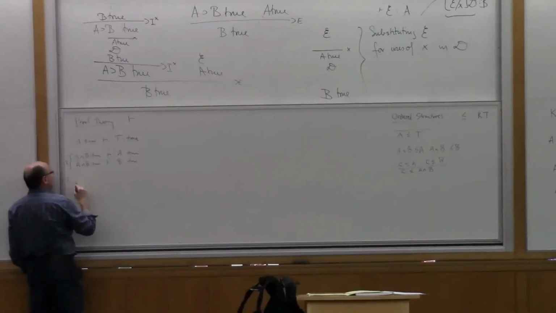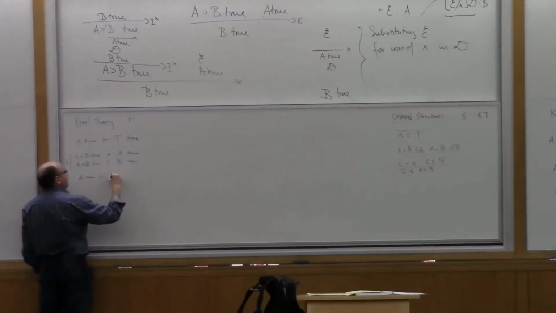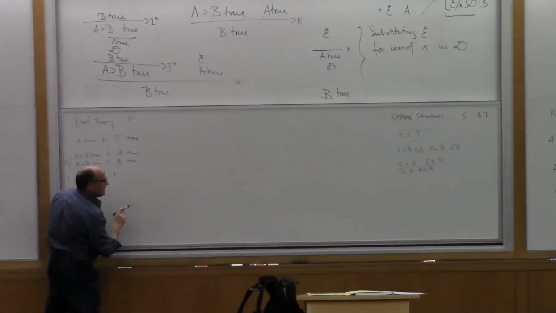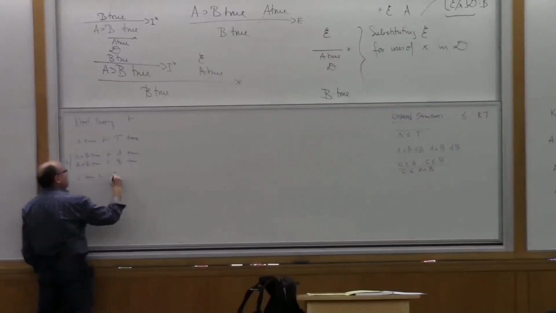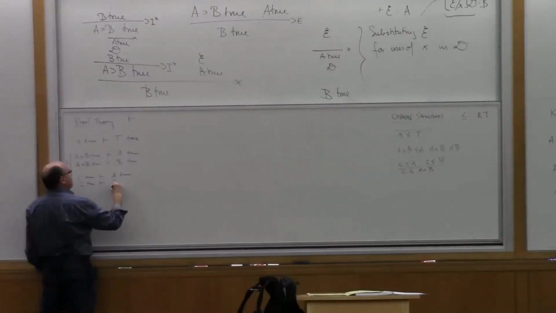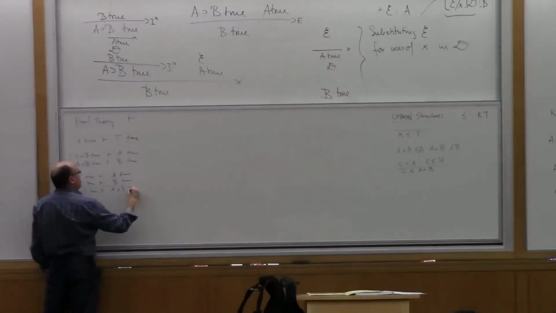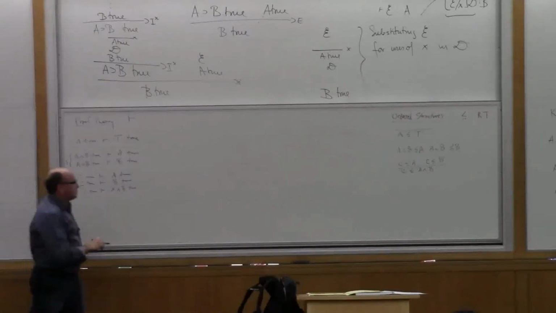And then the introduction rule is: if C true gives us A true, and C true gives us B true, then C true gives us A and B true. So that's what we said this morning.